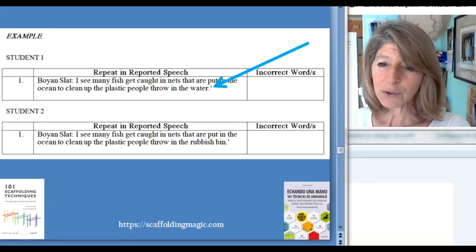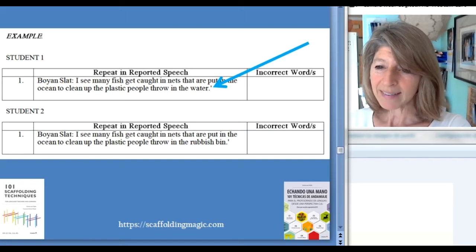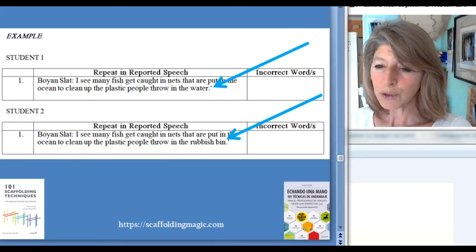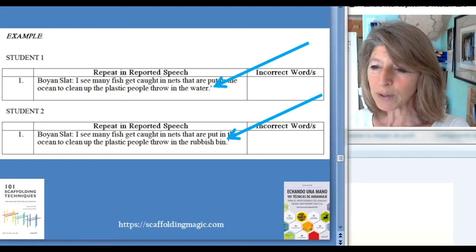So, for instance, the first student might say, Boyan Slat said that he saw many fish get caught in the nets that are put in the ocean to clean up the plastic people throw in the water. Student 2 would say, Boyan Slat said that he saw many fish get caught in the nets that are put in the ocean to clean up the plastic people throw in the rubbish bin.